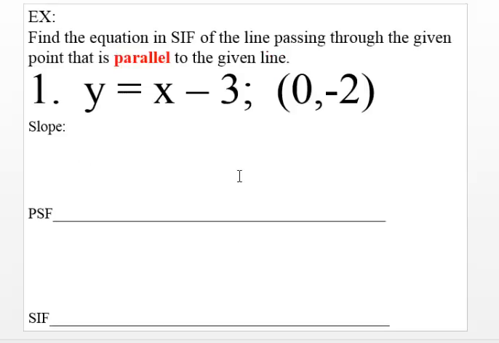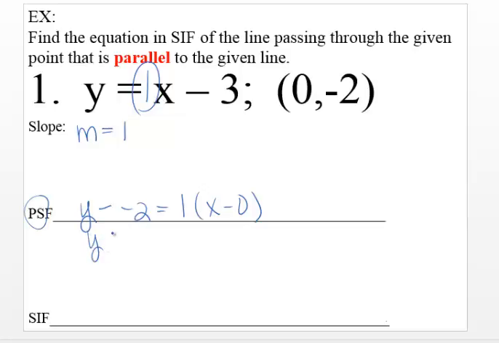So my first example here, it says that I'm going to be writing the equation of a line that's parallel to this given line. The nice thing about this given line is that it is in slope-intercept form, so I know that the slope of this line is 1. So I'm going to simply write that the slope is 1. Using that slope of 1, I can now put it in point-slope form. Point-slope form would be y minus my y-coordinate equals my slope times x minus my x-coordinate. Now, we really should just be writing this as y plus 2 equals 1 times x minus 0.